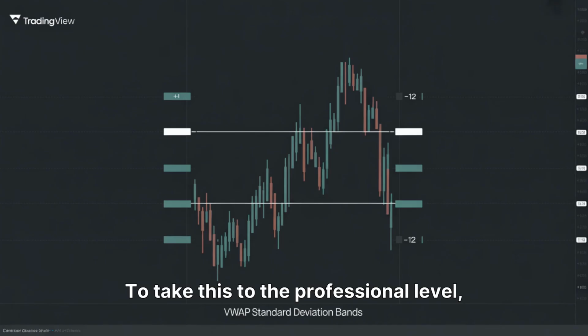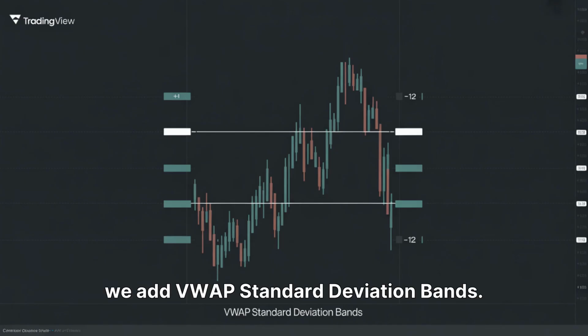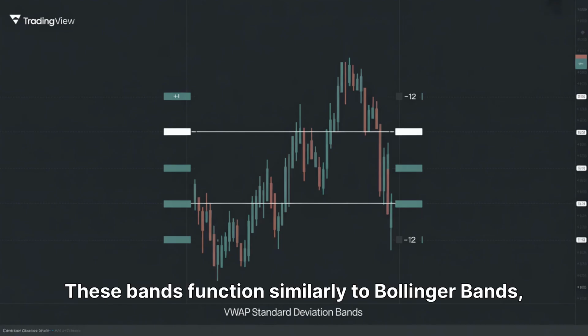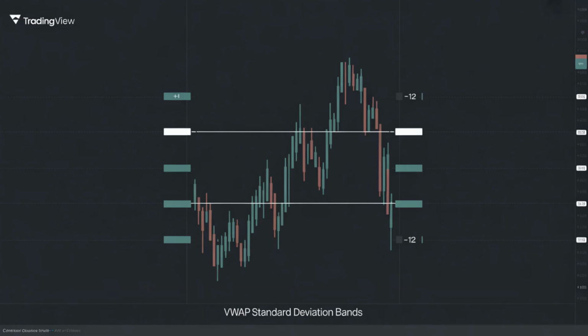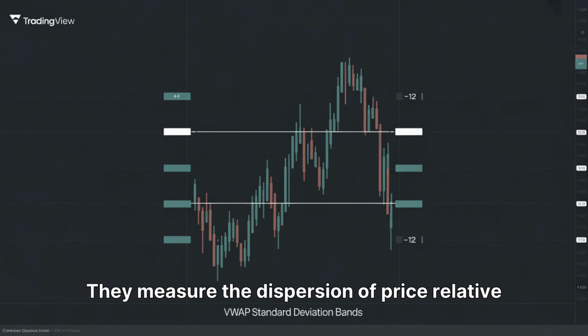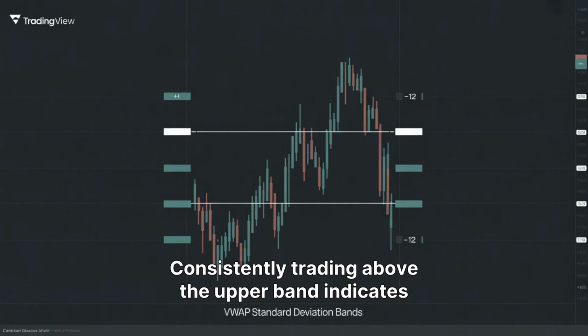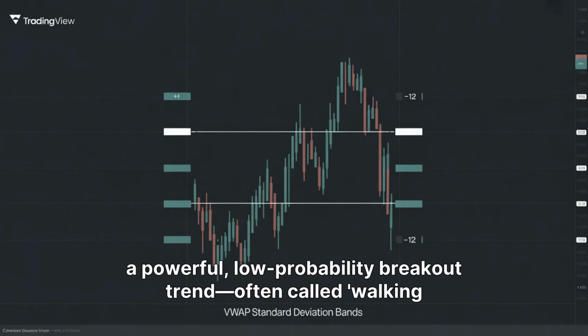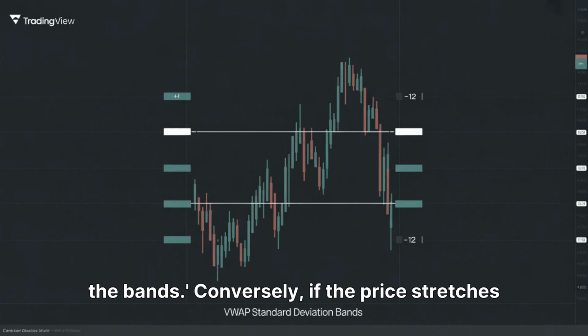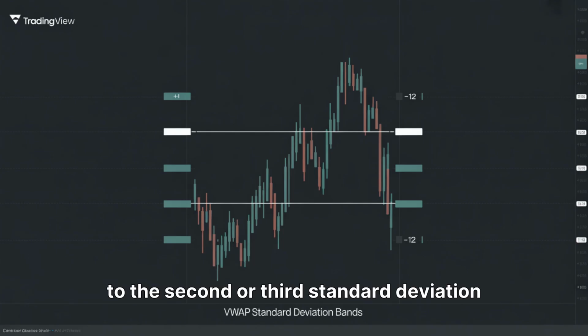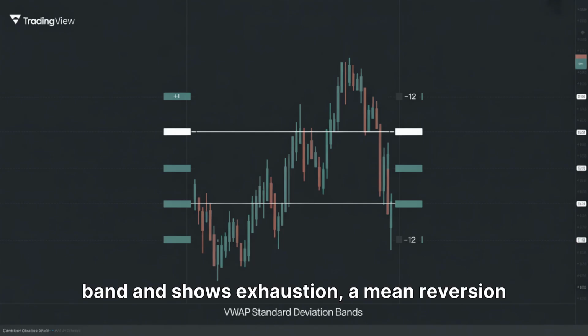To take this to the professional level, we add VWAP standard deviation bands. These bands function similarly to Bollinger Bands, but they are anchored to the session's fair value. They measure the dispersion of price relative to the VWAP. Consistently trading above the upper band indicates a powerful, low-probability breakout trend, often called walking the bands. Conversely, if the price stretches to the second or third standard deviation band and shows exhaustion, a mean reversion back to the VWAP becomes a high-probability trade.